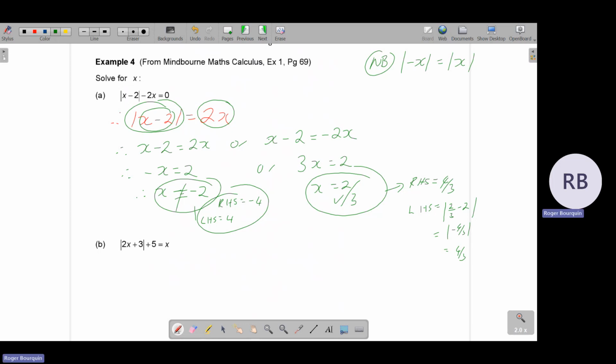That's really the only difference between the methods. In both cases, it's going to be the positive or the negative. When there's an x outside the absolute value, that's the only time you have to go check whether your answers are valid. Right, try B.